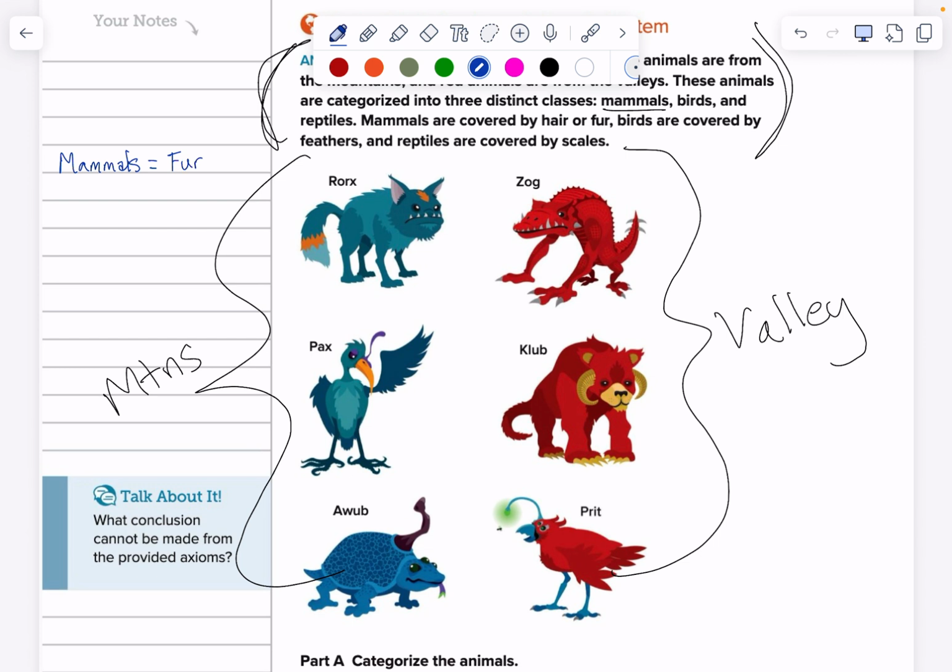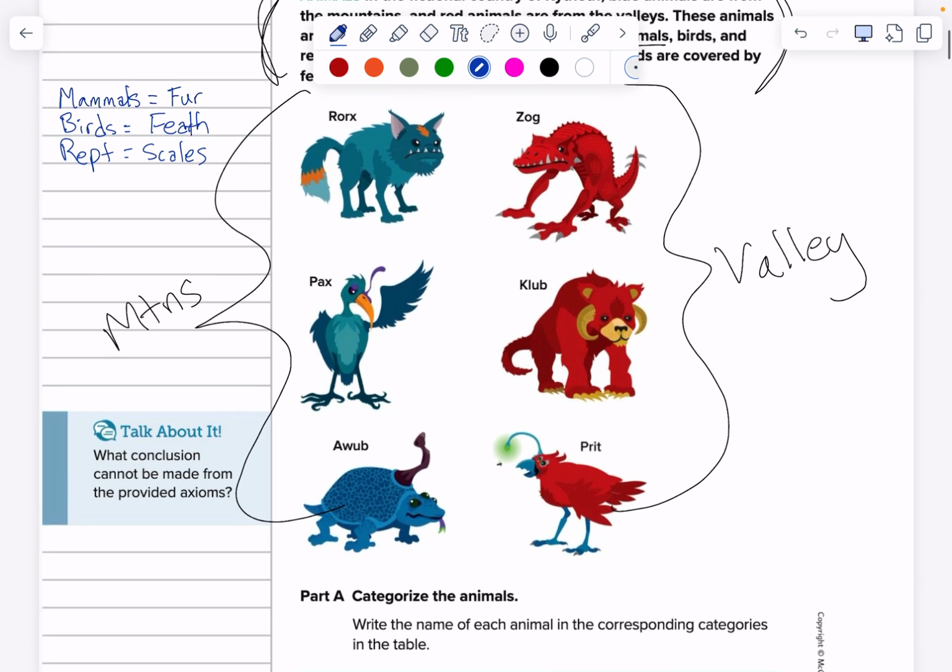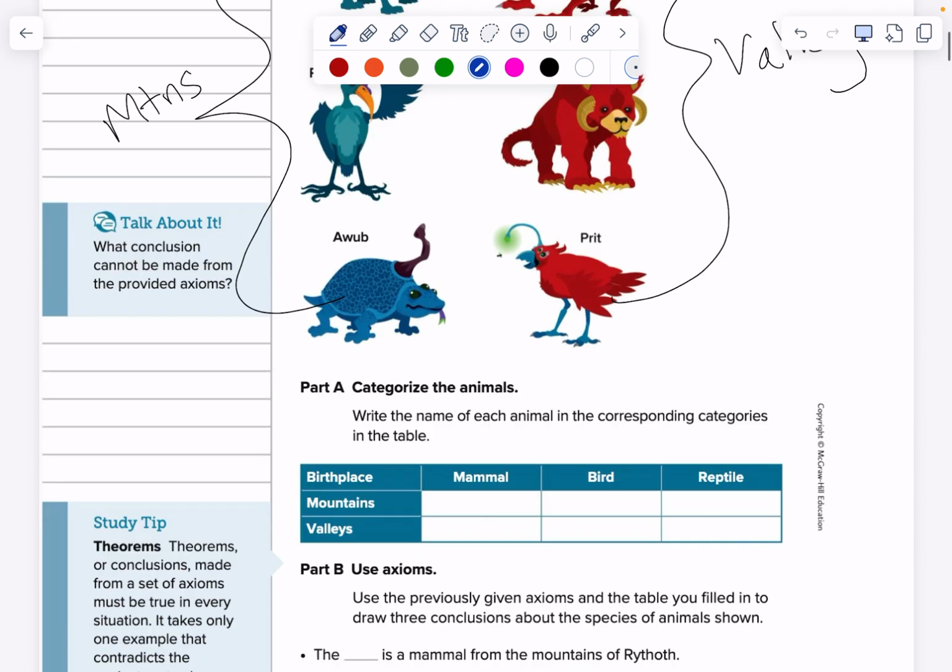Birds are covered by feathers. And I'm going to abbreviate feathers. And reptiles are covered in scales. There you go. Now I have kind of like a cheat sheet. And guess what? I don't have to go back through the paragraph, and we can cancel out the paragraph and be done. Now, we're going to take that information and put it into a table that looks like this.